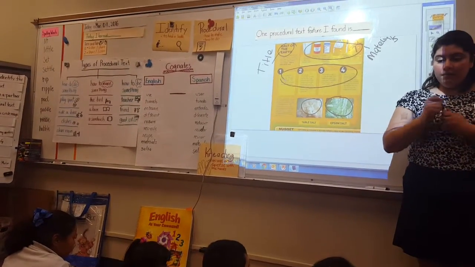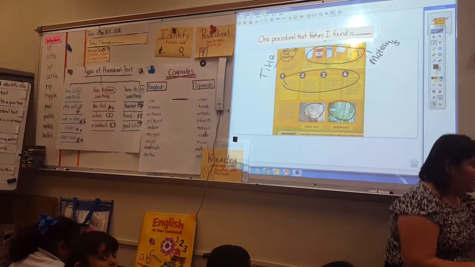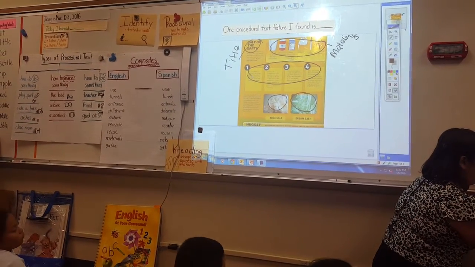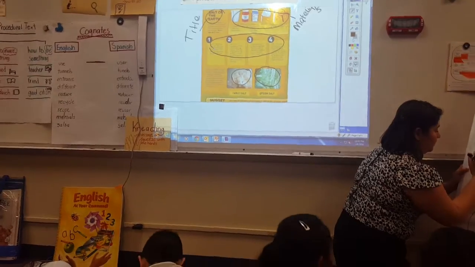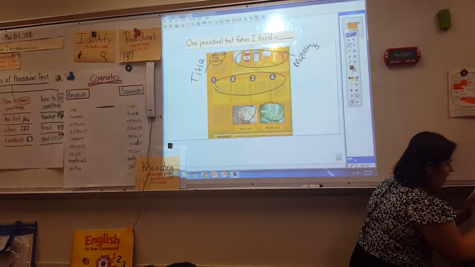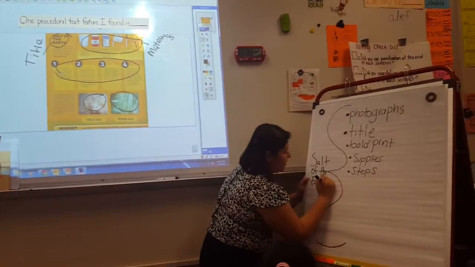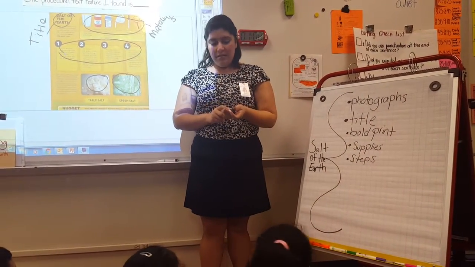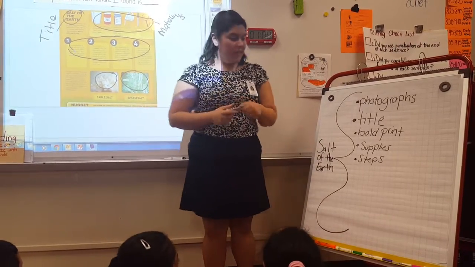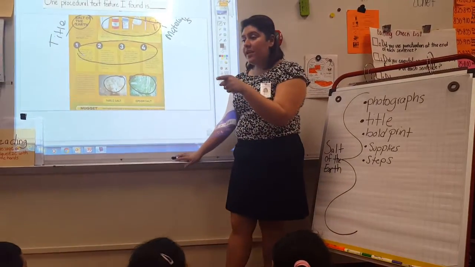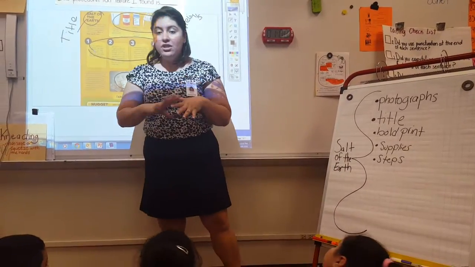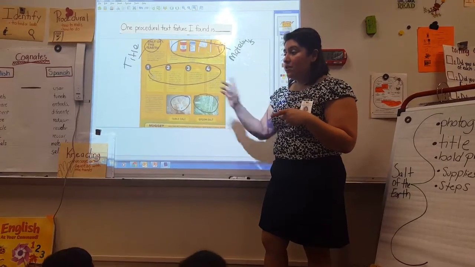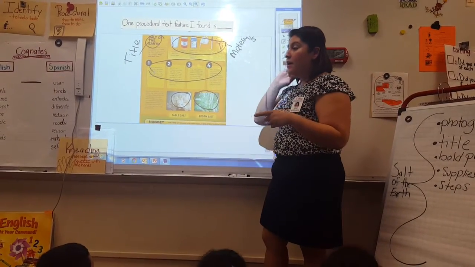Okay? So now, to complete my brace map, I am going to add the title of my article, which is Salt of the Earth. But look at my brace map. Does it look interesting? No, it looks very boring, right? It looks very plain and boring. Your brace maps are going to look very beautiful. You're going to have pictures and color and all this great stuff, okay? But the pictures have to do with your article, okay?